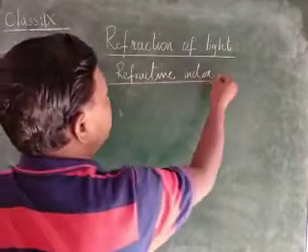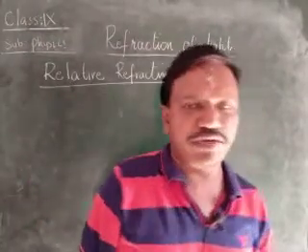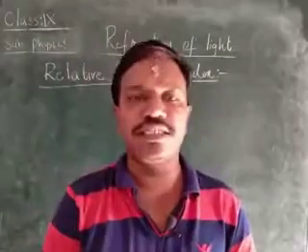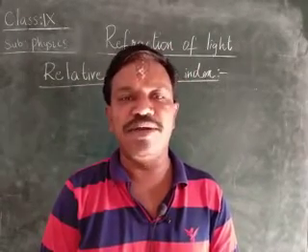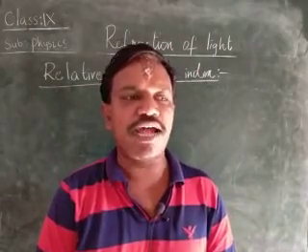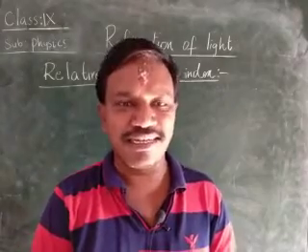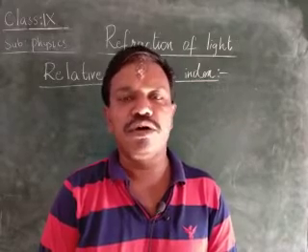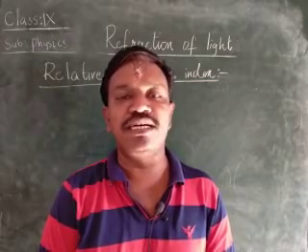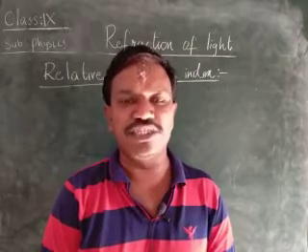What do you mean by relative refractive index? You know what refractive index is. Refractive index is the ratio of the speed of light in vacuum to the speed of light in a medium. Therefore, refractive index means comparison of the speed of light in any medium with the speed of light in vacuum. Normally, the speed of light in vacuum is the maximum, that is 3 into 10 to the power of 8 meters per second.